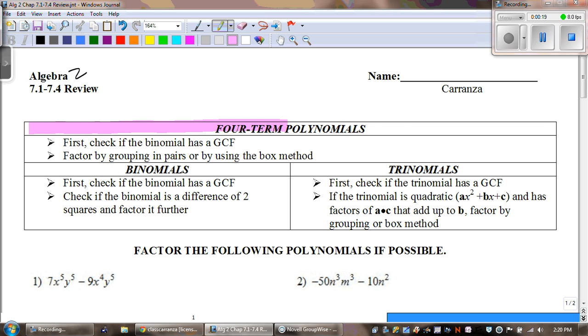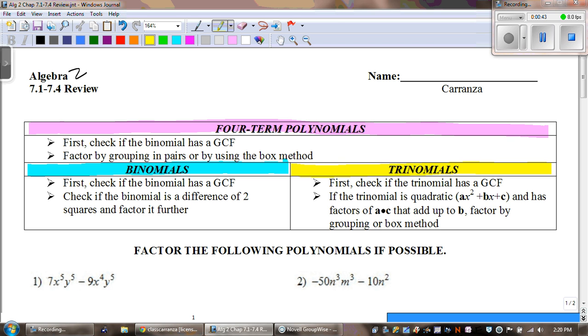Remember, each one has its own set of rules, so we got to make sure to check which one it is before we get started. Okay? Now, I'm just going to be doing the evens in class. If you have questions about any of the odds, please come see Miss Carranza or myself. Okay? All right, let's go ahead and get started.